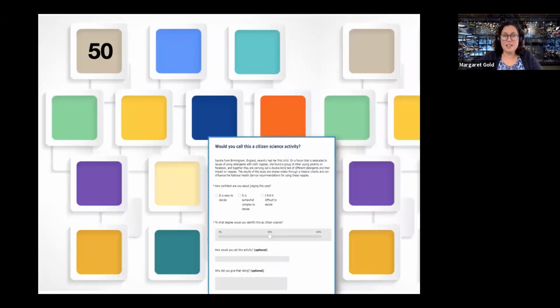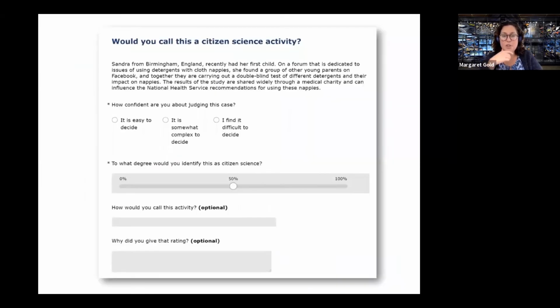And this is the form that we showed everybody when we asked the survey. We first asked, where on the sliding scale would you place it? We asked what your confidence was in making that call. And we also caught some extra information about what you would have called this activity, and a little bit of background explanation about that rating.